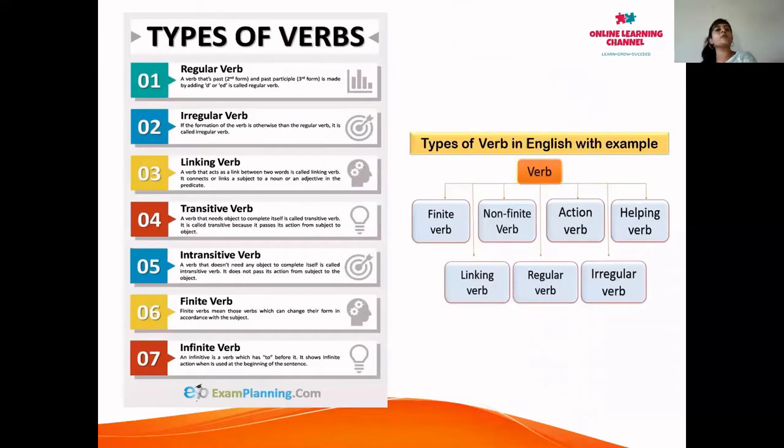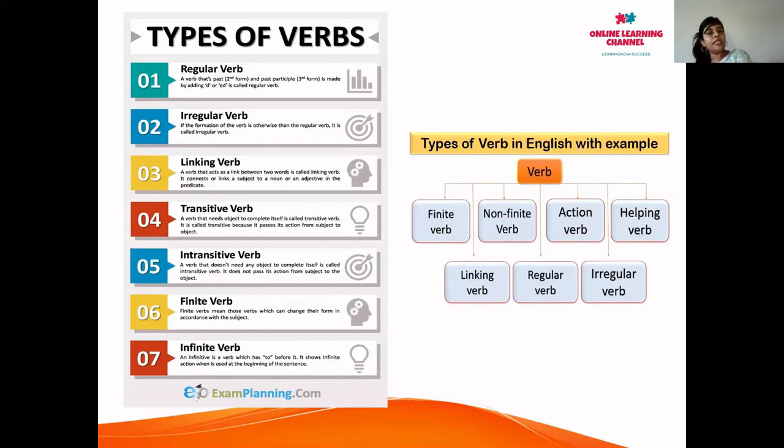You've got different types of verbs. You've got regular verb, a verb whose past and past participle is made by adding the D or the ED is called a regular verb. Irregular verb is when the formation of the verb is otherwise than the regular verb, it is called irregular verb.